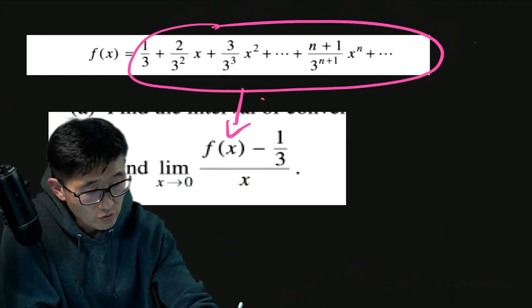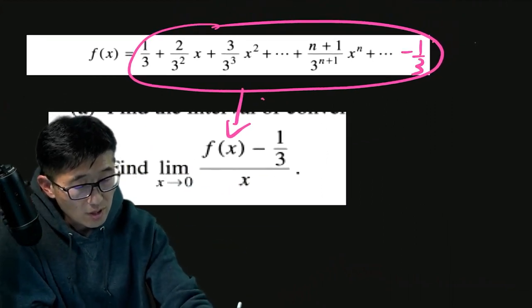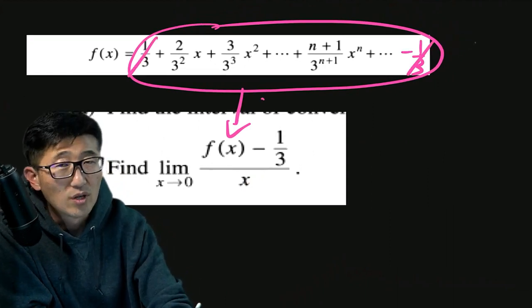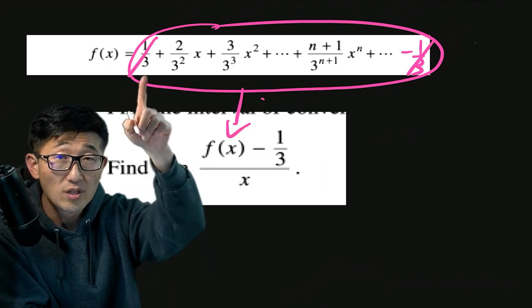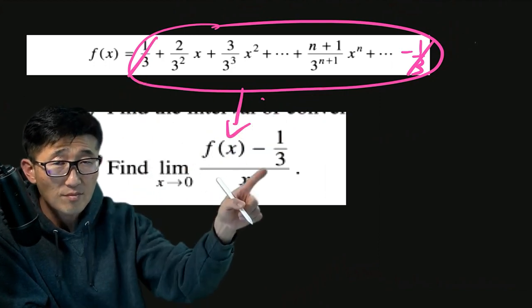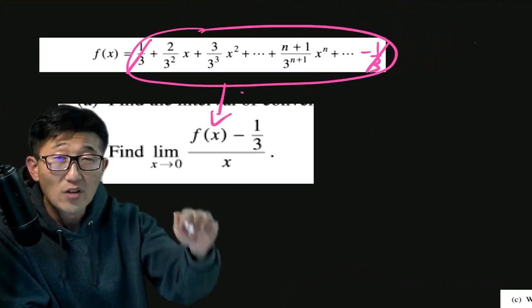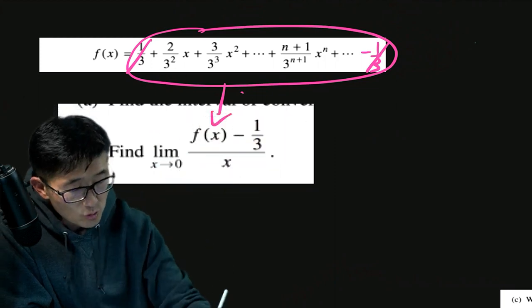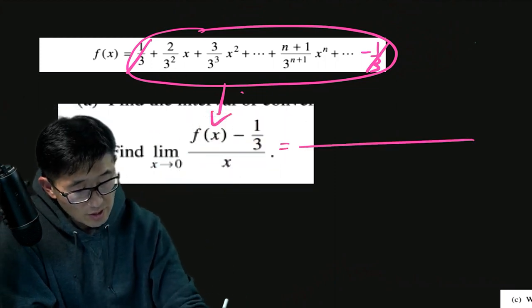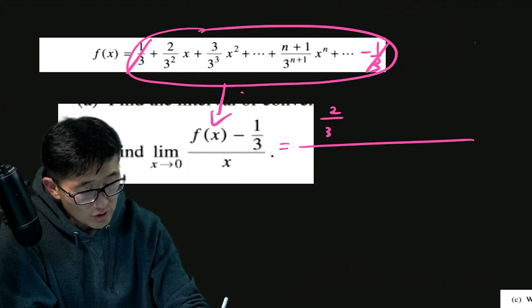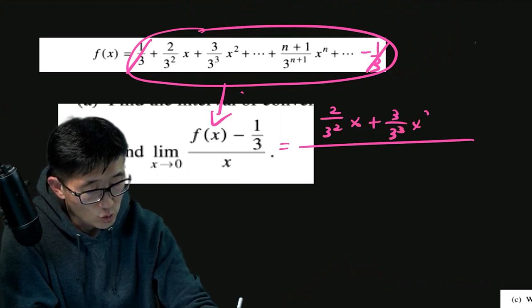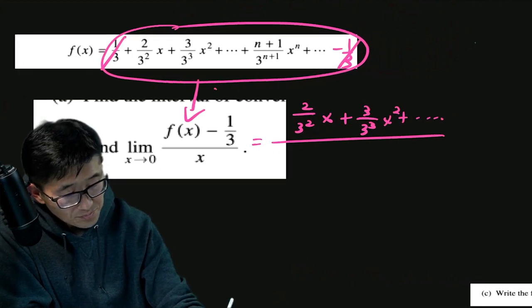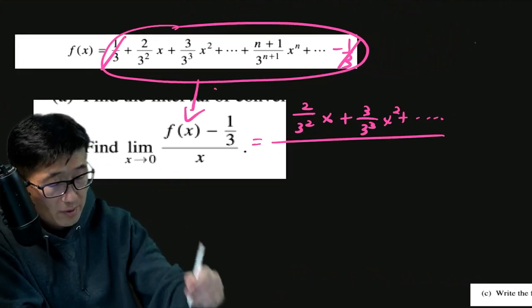If you subtract 1/3, the constants cancel. Everything else in between has an x. So you have one constant in the front, subtract 1/3. So you're left with all of these terms on the numerator. So you have something like 2 over 3 squared times x plus 3 over 3 cubed times x squared plus dot, dot, dot. And don't forget, you have to divide by x.